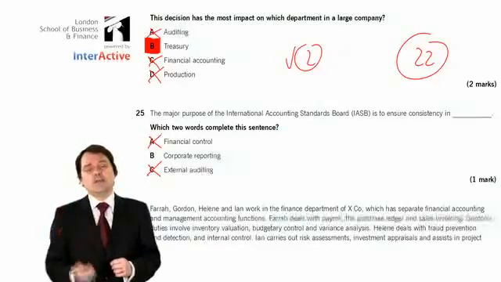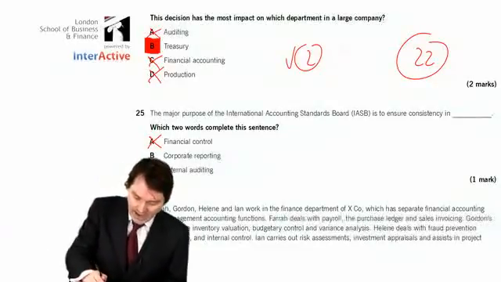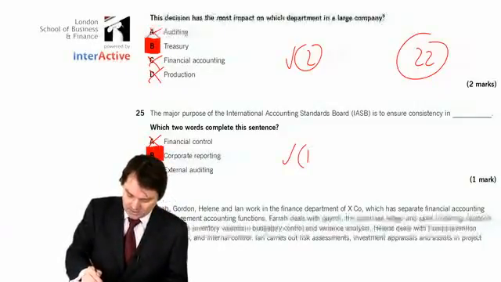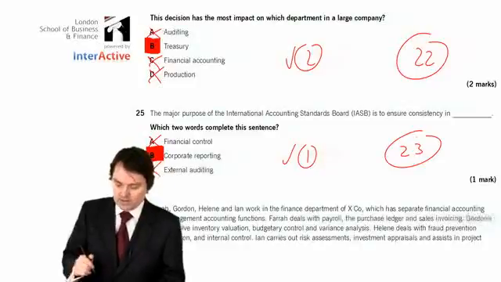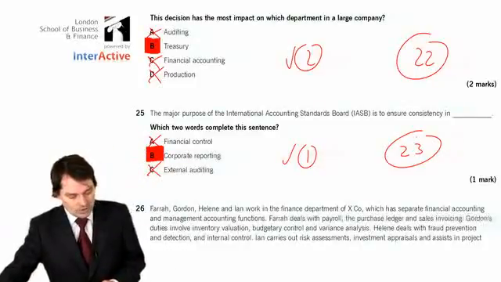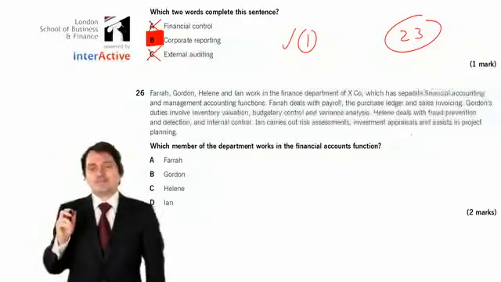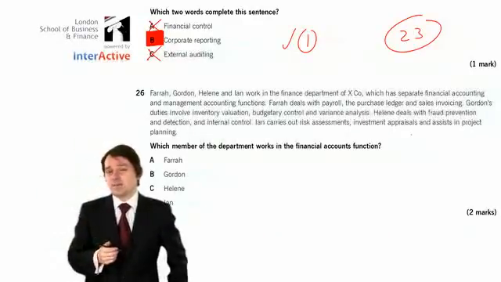International accountants are for people outside the company. So it has to be B. So there's another mark. I'm pretty confident about 23 of them. Right, question 26. So we're now halfway through, and I'm pretty certain about 23 marks.